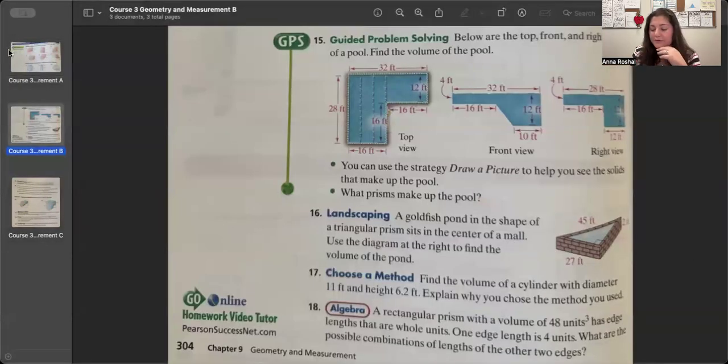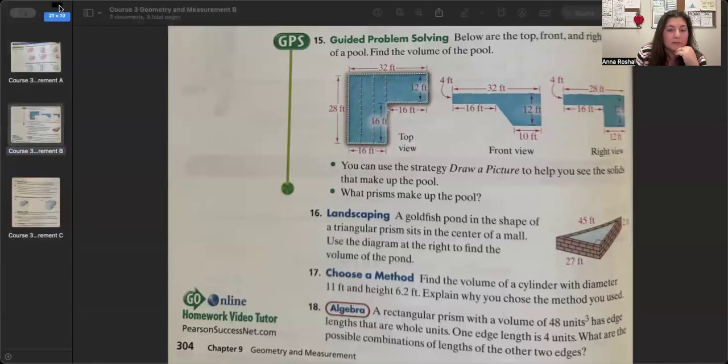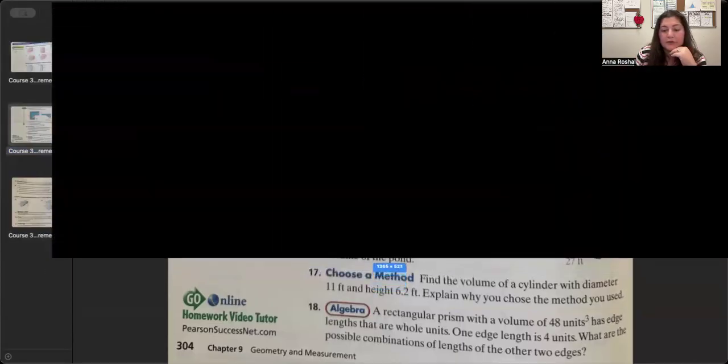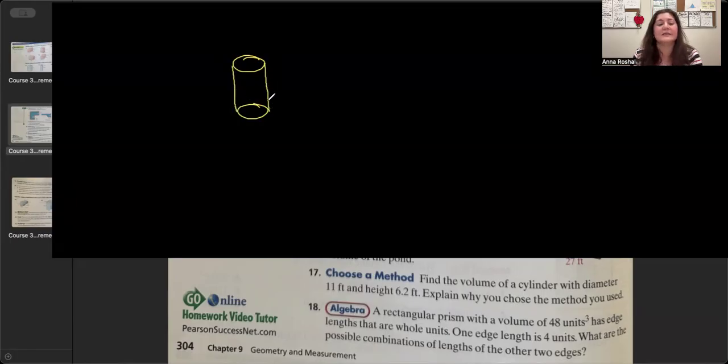Okay. So the next problem that we have in here is 17. I'm going to create a black surface over here so that I can write a little easier. Whoops, that's not what I wanted. Okay, here we go. So it says find the volume of a cylinder with diameter 11 and a height of 6.2. Explain why you chose the method you used. I'm not quite sure if there are multiple methods to find the, whoops. See, this is my drawing skills, just so we're on the same page.